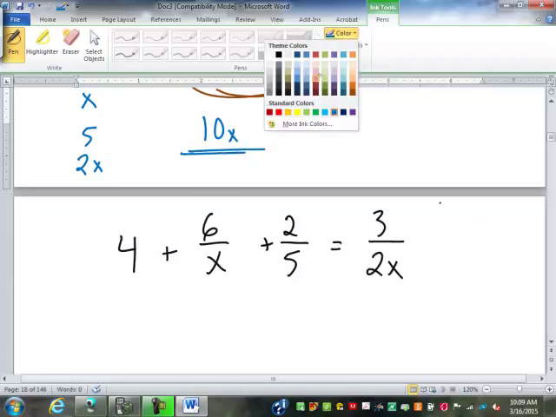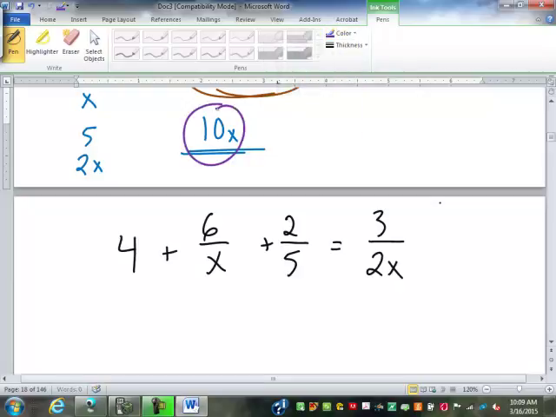Does that look familiar, at least, finding the 10x? Anybody totally lost as to where the 10x came from? On the denominator between 6 over x, but yeah, we're just looking at the x, the 5, and the 2x. So, yeah.